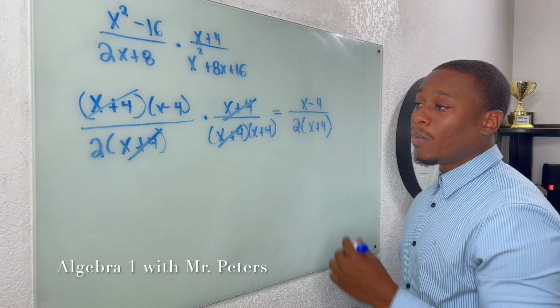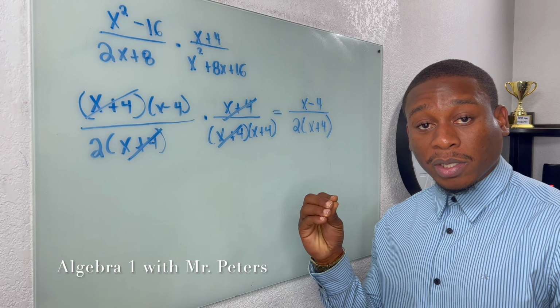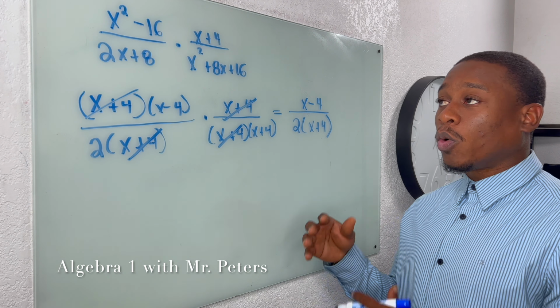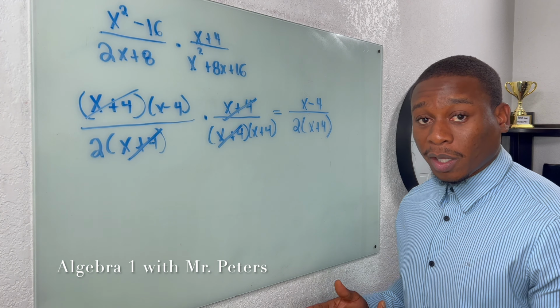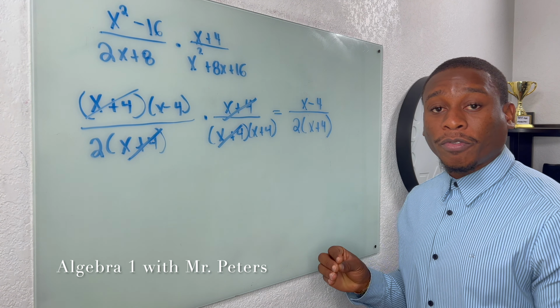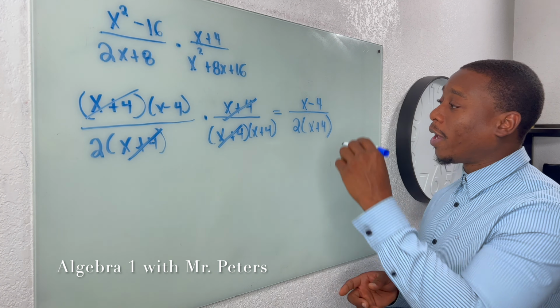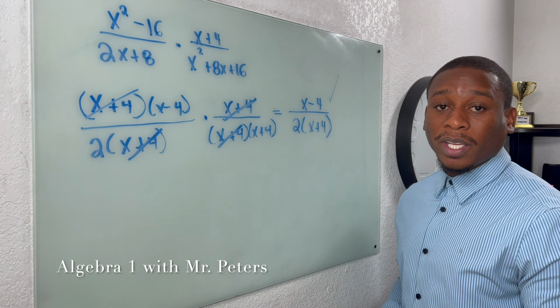So this is why it's so important for us to always factor as much as possible, because when we're multiplying, guys, it's the same steps. Factor, simplify. We're not actually going to multiply, and this will be our final answer.